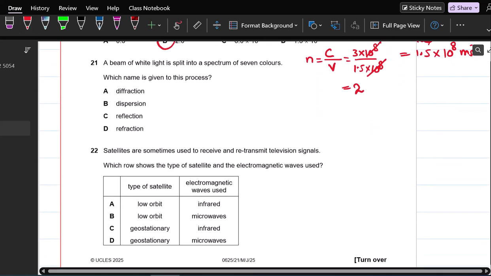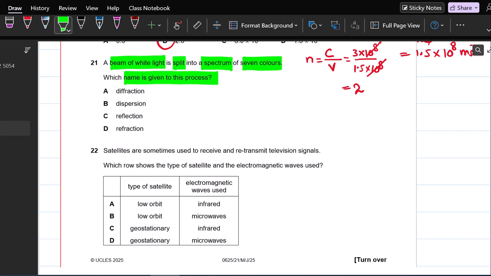Question 21. A beam of white light is split into a spectrum of 7 colors. Which name is given to this process? So it is basically dispersion because splitting is there.